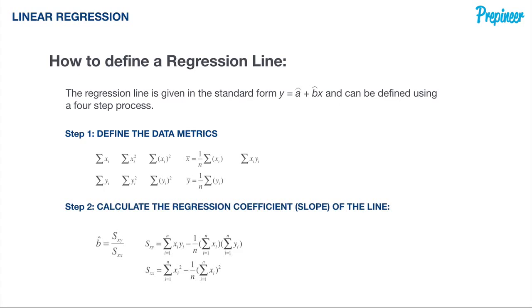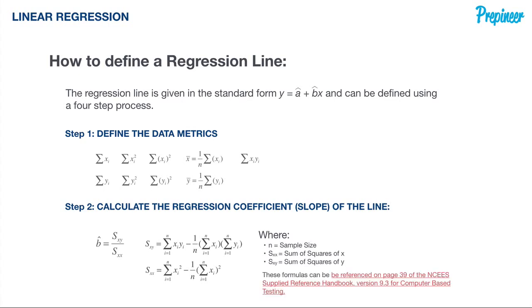For step 2, we calculate the slope of the line, also known as the regression coefficient, which is given by that b hat equation right there, where n is the sample size, Sxx is the sum of the squares of x, and Sxy is the sum of the xy products. And these formulas right here can also be referenced on page 39 of the NCEES Reference Handbook, version 9.3.